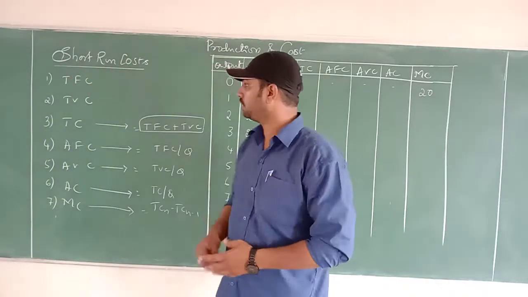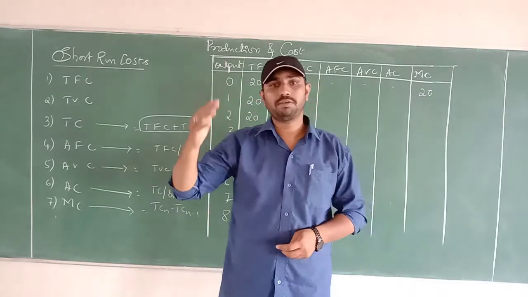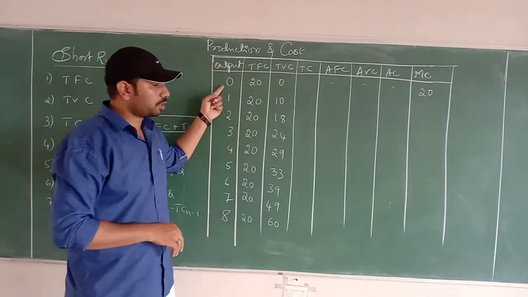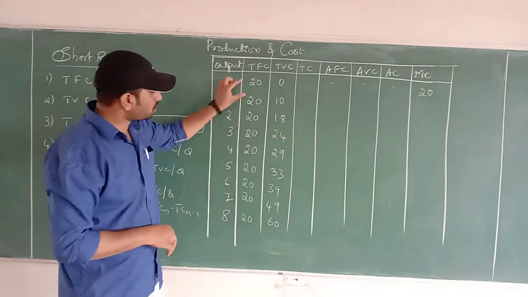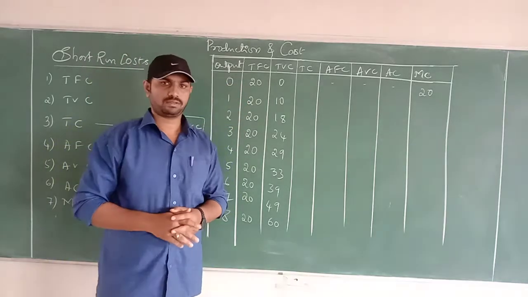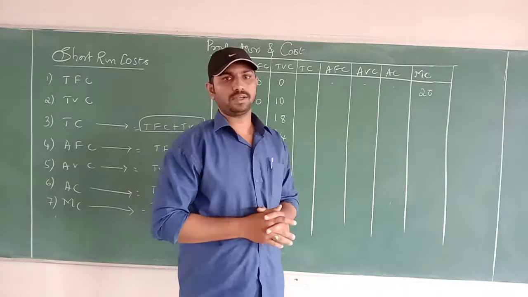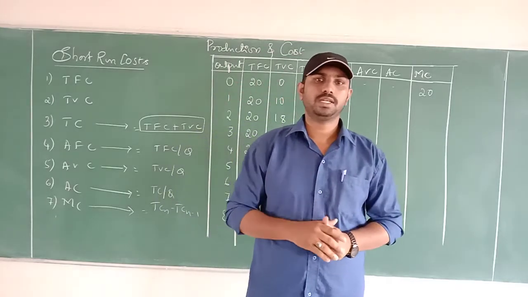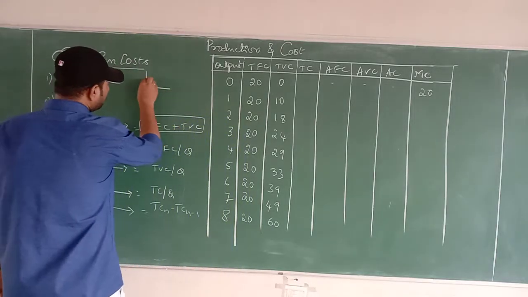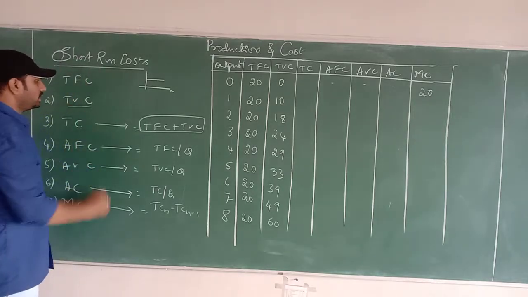Coming to the first one, total fixed cost. Total fixed cost is the cost which is fixed irrespective of the level of output. For example, rent. Even if a producer produces 0 units or any number of units, the cost of maintenance remains the same, so the curve is parallel to the X axis. The curve shape of TFC will be horizontal to the X axis.